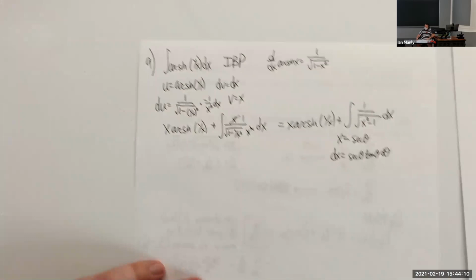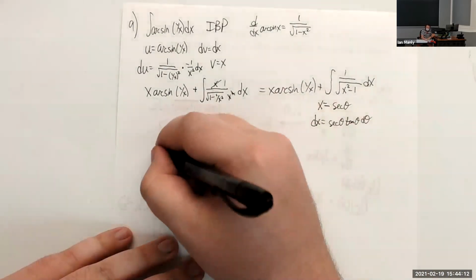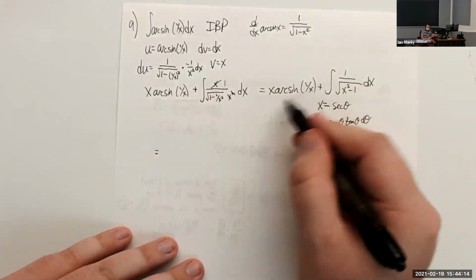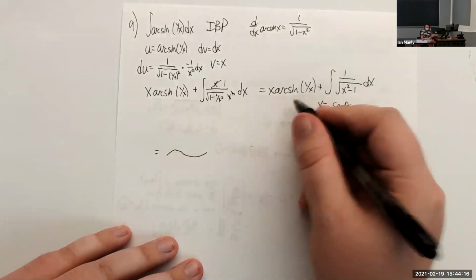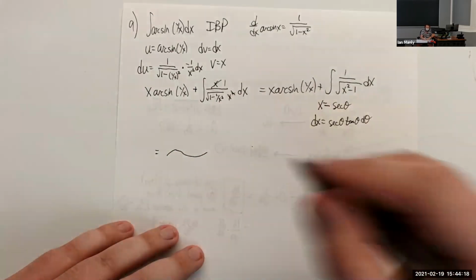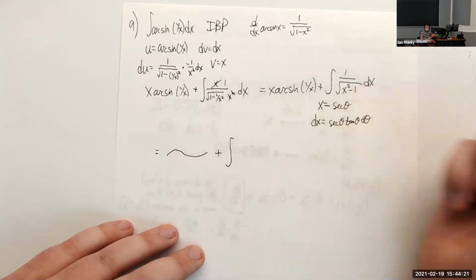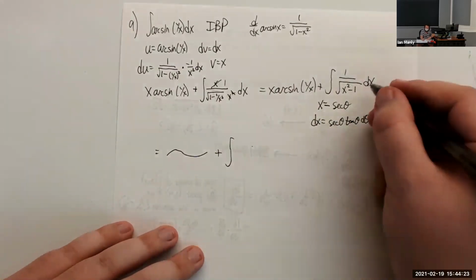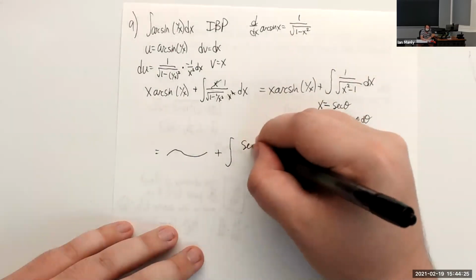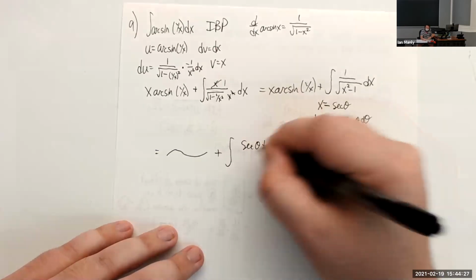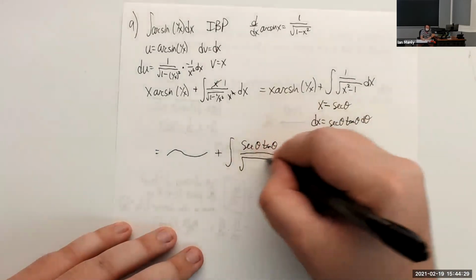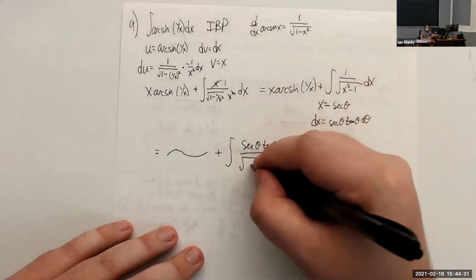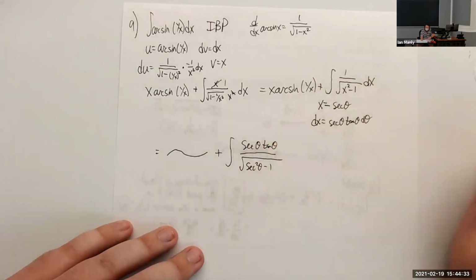All right. What I'm going to do now is I'm just going to replace this with a squiggle, because we're pretty much just going to carry that to the end, and it's not really going to be involved in our calculations anymore. So we have the extra stuff in the front, and then we have dx, which is secant of theta, tangent of theta, divided by the square root of secant squared minus 1.